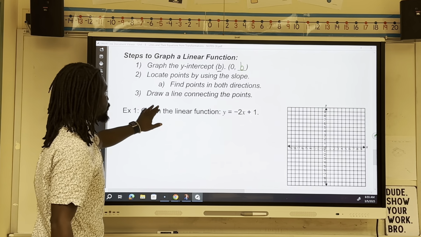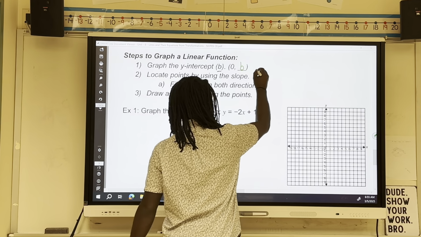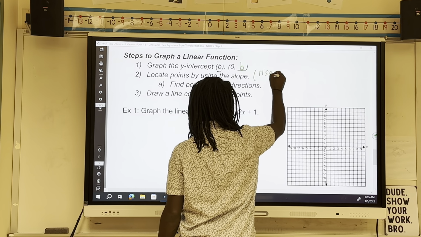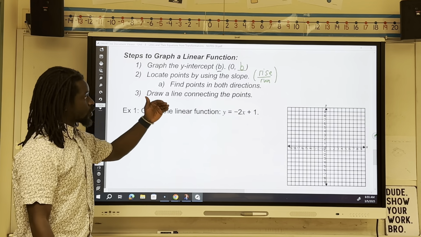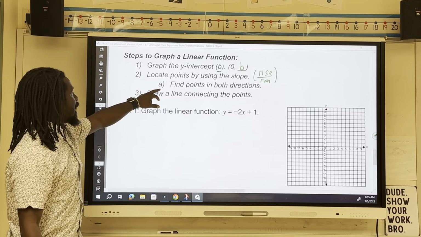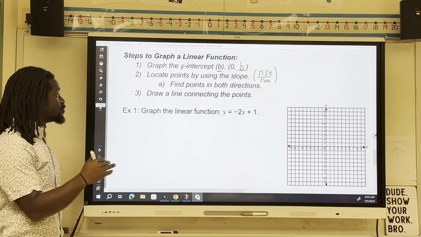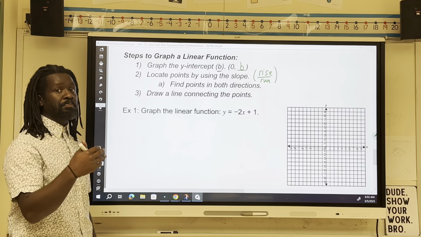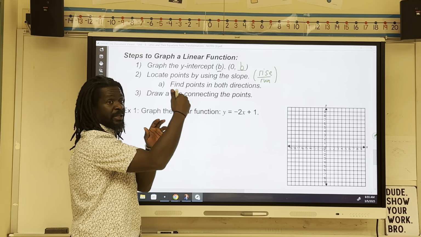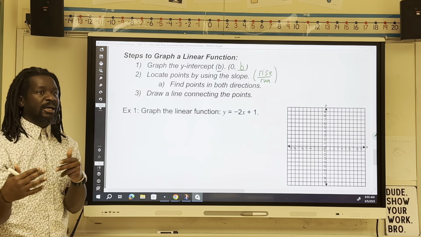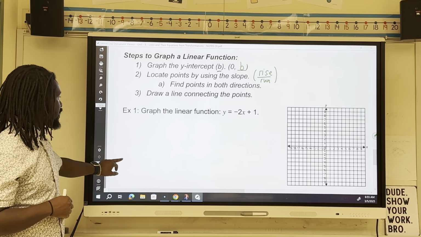And then after that, we're going to locate other points by using the slope, right? And we know slope is rise over run. So based on our slope, we're going to rise, we're going to run. I do want us to understand that we can use the slope to find points in both directions. So we're going to do the slope as it is, but then we're also going to do the opposite of the slope to find points in the other direction. And I'll show you that here in just a moment.